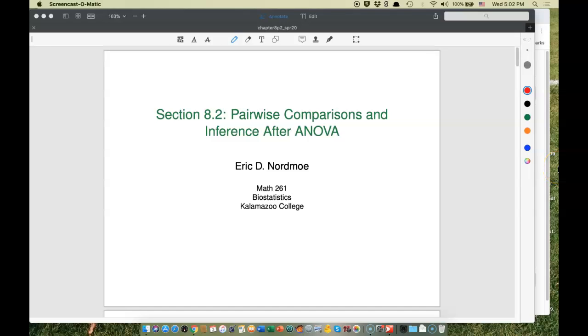Okay guys, welcome to section 8.2, pairwise comparisons and inference after ANOVA. Now I want to just admit up front that this is not going to align terribly well with what's in the text. The text doesn't go very far at all on the pairwise comparisons. They make reference to things, and it's in keeping with the approach that they're taking.